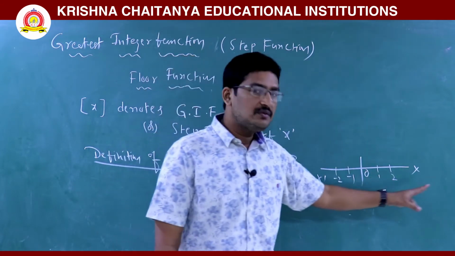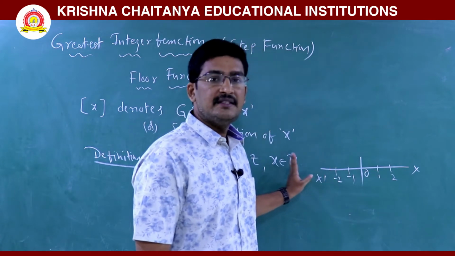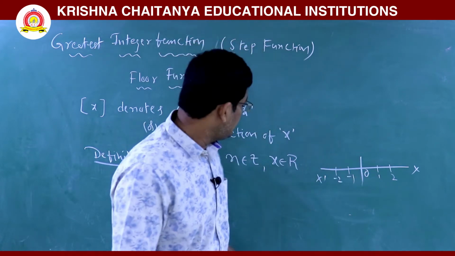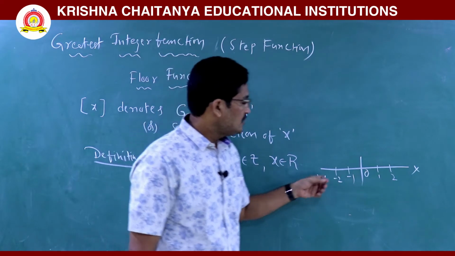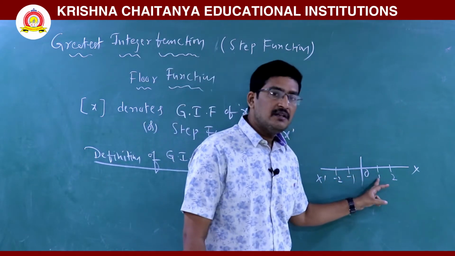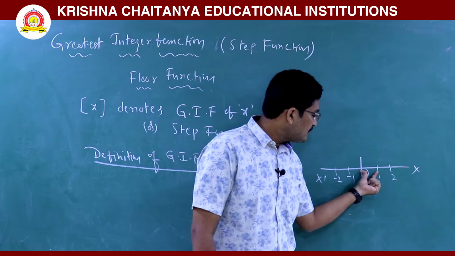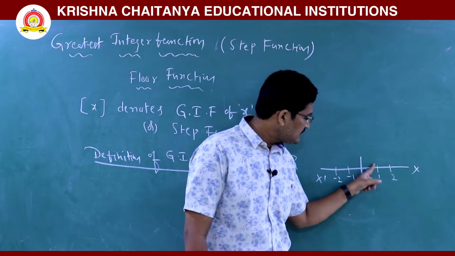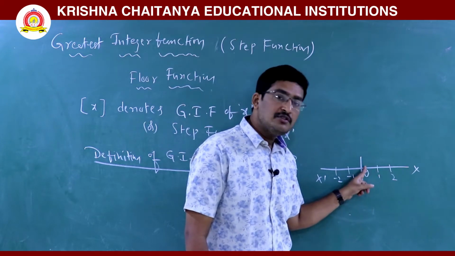0, 1, 2, 3, 4, minus 1, minus 2, minus 3. These are all the integers, you know. But according to the real numbers, what is the real number between 0 and 1? There exist infinitely many real numbers there: 0.something, 0.5, 0.9, 0.0001.